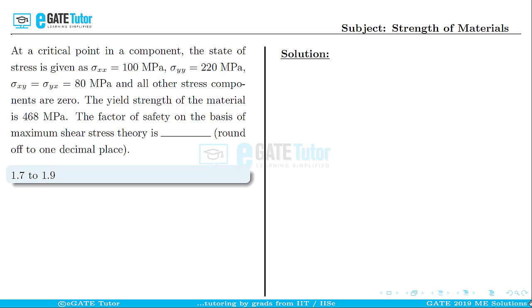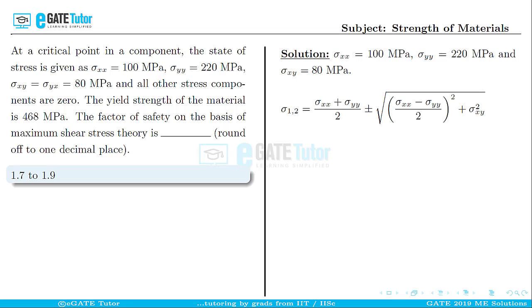We are given sigma xx is equal to 100 megapascal, sigma yy is equal to 220 megapascal, and sigma xy or tau xy is equal to 80 megapascal. Since we are given a biaxial state of stress system, the first step is to calculate the principal stresses using the formula sigma 1, 2 is equal to (sigma xx plus sigma yy) by 2 plus or minus under root ((sigma xx minus sigma yy) by 2) whole square plus sigma xy square.